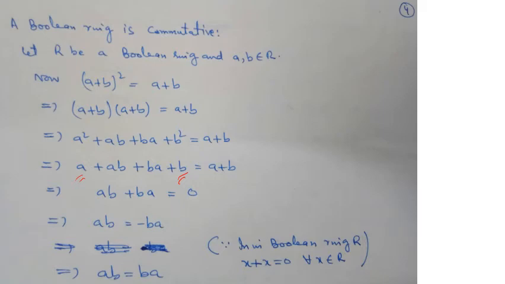So x is minus x. x plus x equals 0 means x is minus x for all x in R. So minus ba will be equal to ba. So ab equals ba. Therefore, the ring is commutative. So every Boolean ring is commutative.